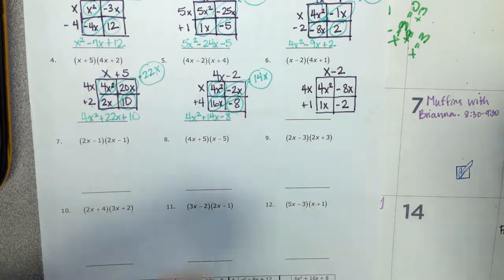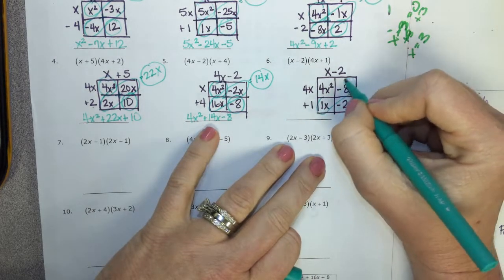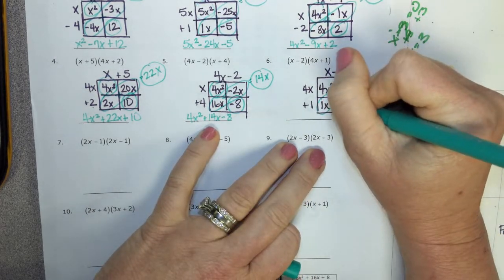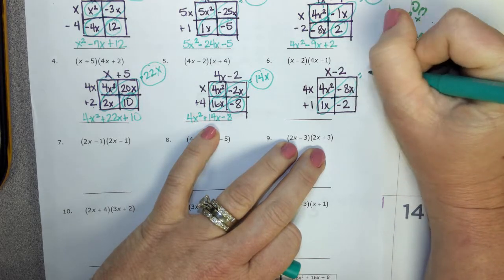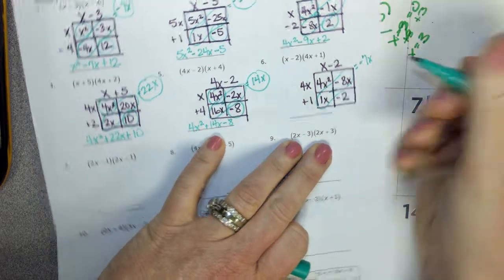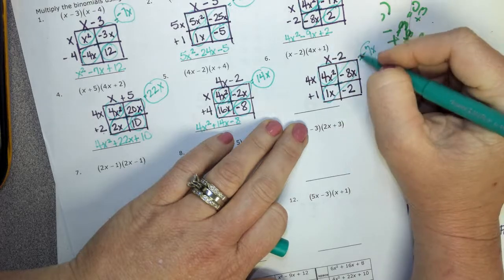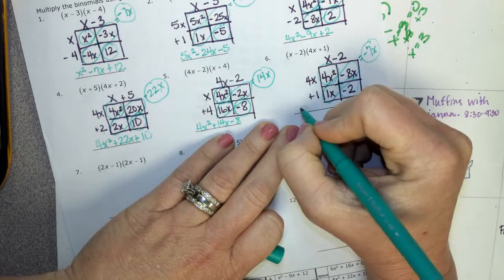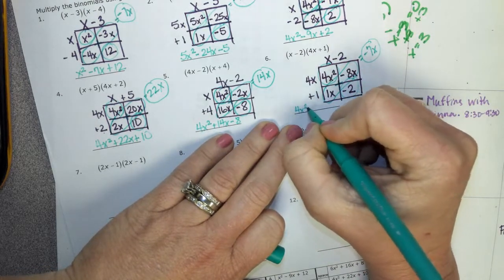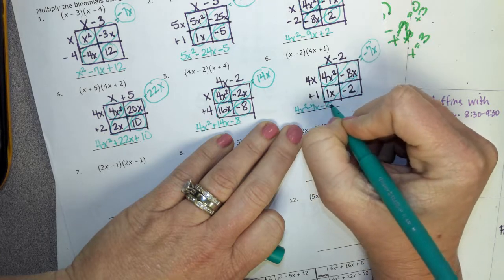So I'm going to combine my like terms here. So 1x plus negative 8x gives me a negative 7x. Let's circle everything that's in my product. So I would have 4x squared minus 7x minus 2.